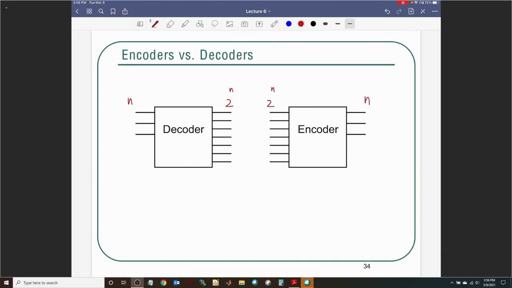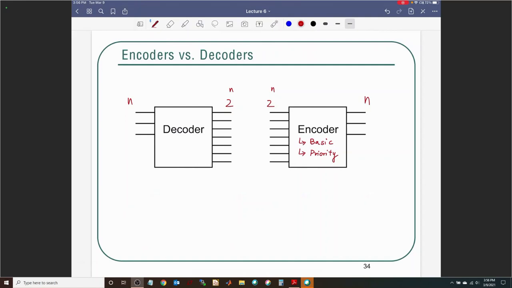Encoders actually come in two general types. One is the basic encoder, which has certain problems. Those problems are overcome by the priority encoder. We'll be looking at both.